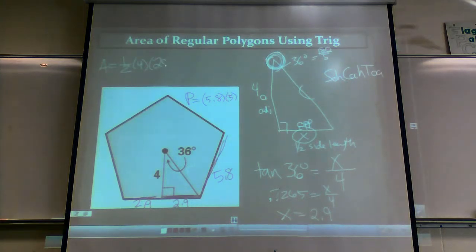And the last thing would be just multiplying those out. I've got my apothem now, I've got my perimeter, just one-half AP, just like you would have yesterday. Okay, you just have to do this little bit of extra work. So what's one-half times 4 times 29? 58. And there's no units here, so that's square units.